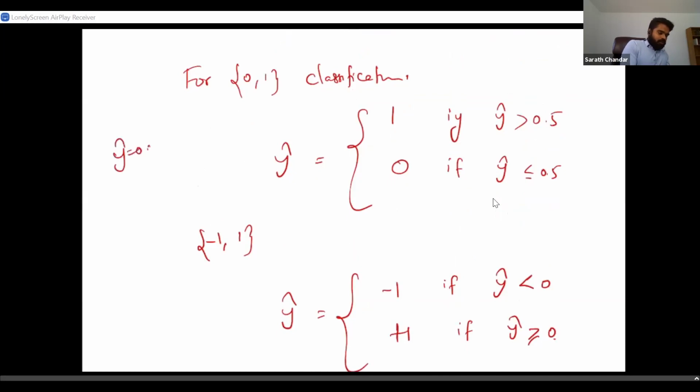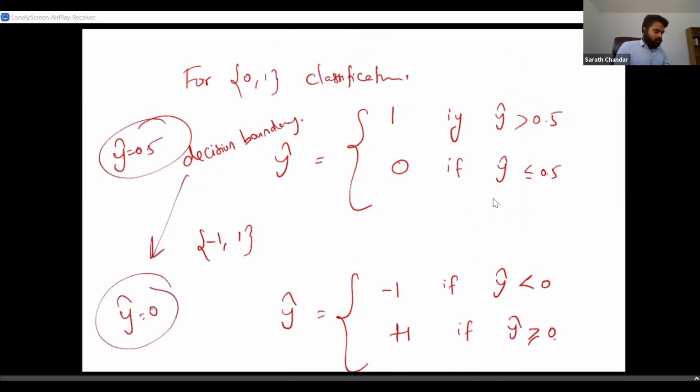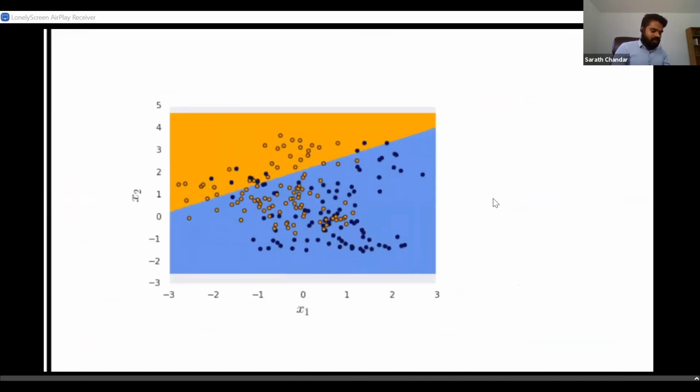In some sense, y hat equal to 0.5 is known as the decision boundary. Anything which lies above 0.5 can be classified as class 1, and anything which lies below can be classified as class 0. Similarly, for the second example, y hat equal to 0 is the decision boundary. Now let's look at how such a solution would look. Here you can see the result of using linear regression that we have already learned for this classification problem. This is a linear model without the bias term.